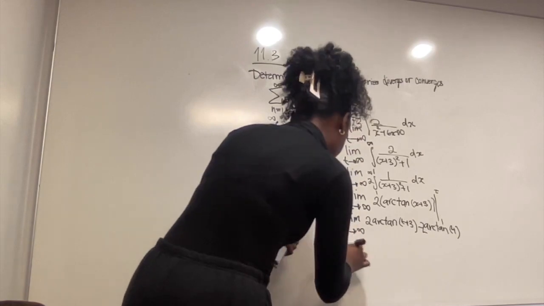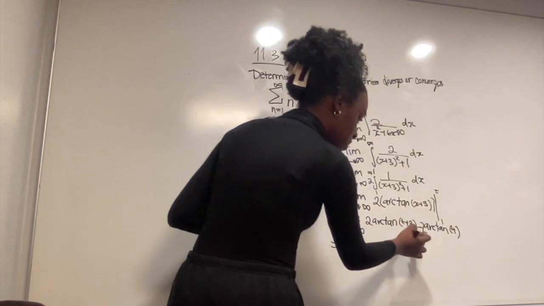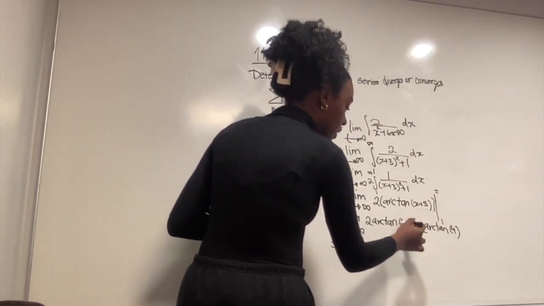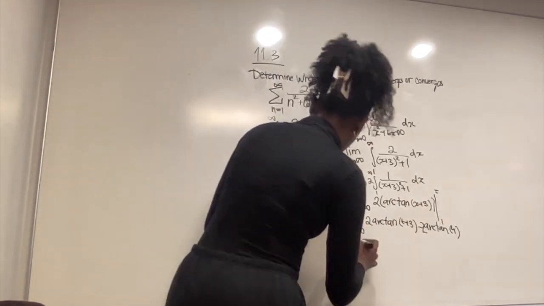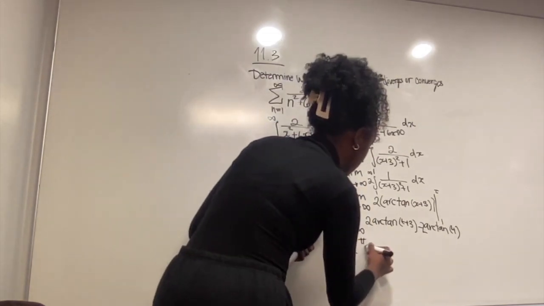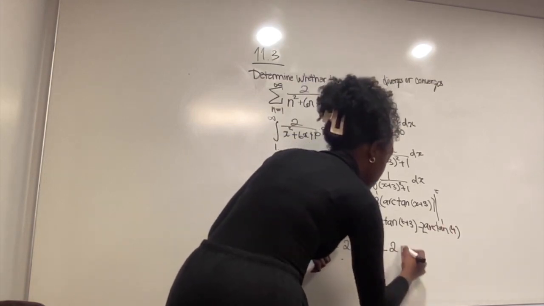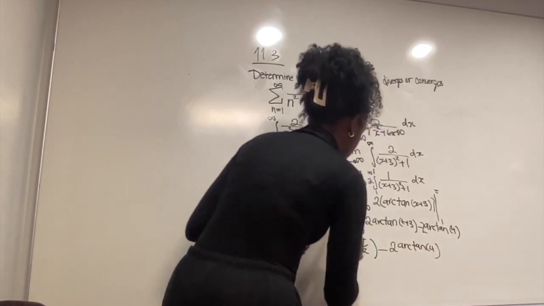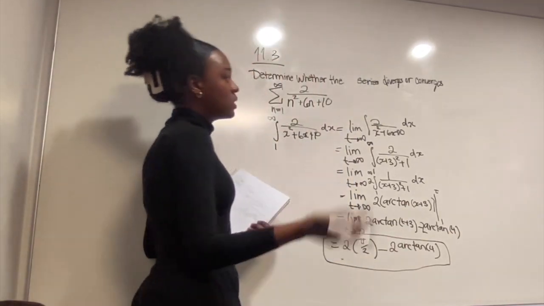So this becomes, when we substitute infinity here, 2 arctan of infinity, and we know that this goes to pi upon 2, and so this is 2 here times pi upon 2, and then minus, we leave this as it is, 2 arctan of 4, and so this is a constant, and so we know that our series converges.